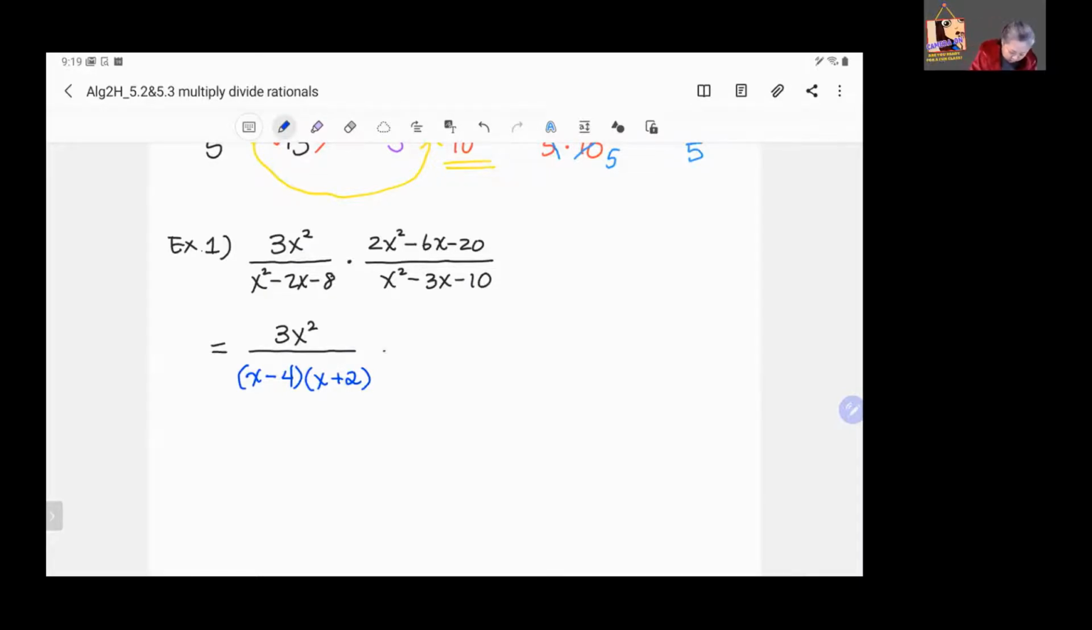Then it was supposed to multiply here. Then the numerator of the second rational expression has 2x squared minus 6x minus 20. And I noticed all the coefficients are multiples of 2. So why don't we factor 2 out? That's a common factor. Then it's going to be x squared minus 3x minus 10 here.